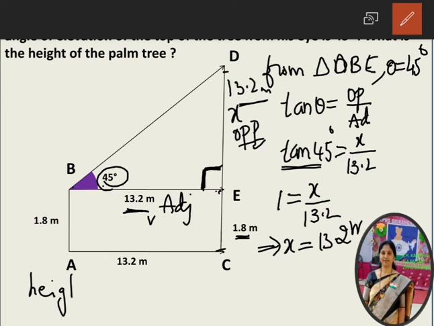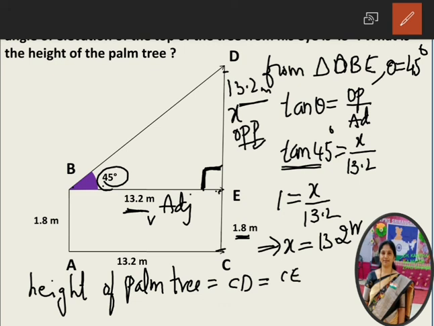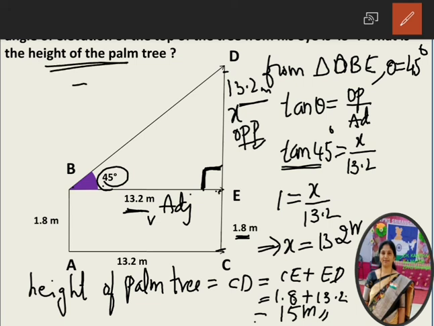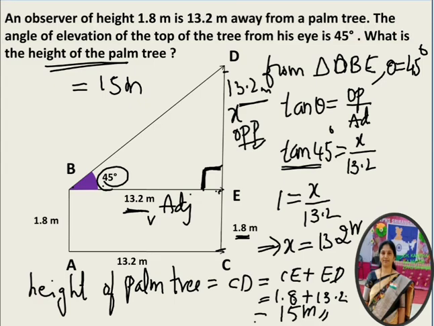So height of palm tree, which is equal to CD, that is nothing but CE plus ED. We know that CE length is 1.8 plus DE length is 13.2. Now add this, so we get 13.2 plus 1.8, which is nothing but 15 meters. So the height of the palm tree is 15 meters here. So like this we have to solve the problems.